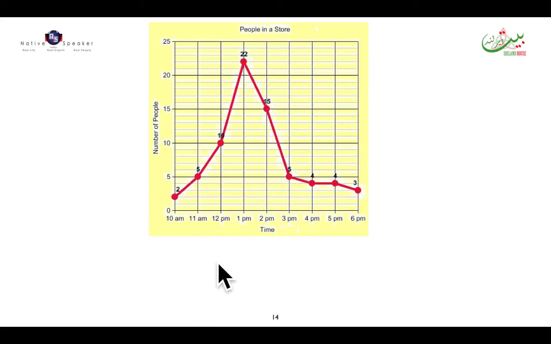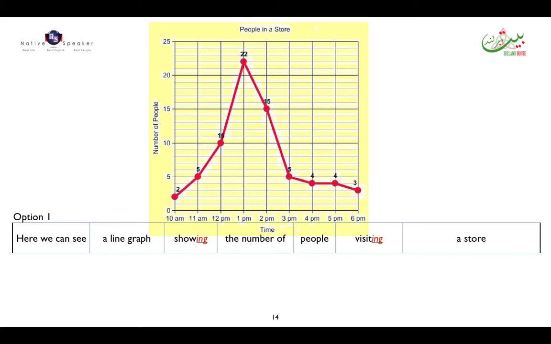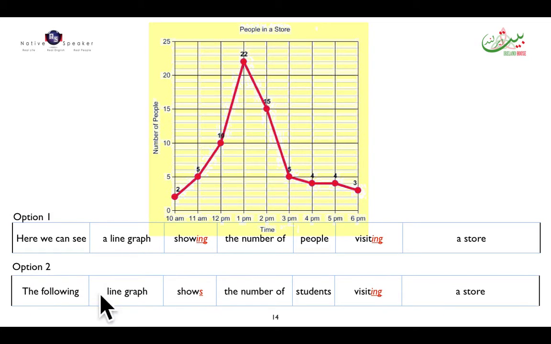Good. Here we see a line graph now. Option 1, here we can see a line graph showing the number of people visiting a store. Okay, so here we can see that there's an action happening and it's in a store. Option 2, the following line graph shows the number of students visiting a store. Okay, so remember this S. Line graph is singular here. That means it's an it. It shows. Okay? All right.